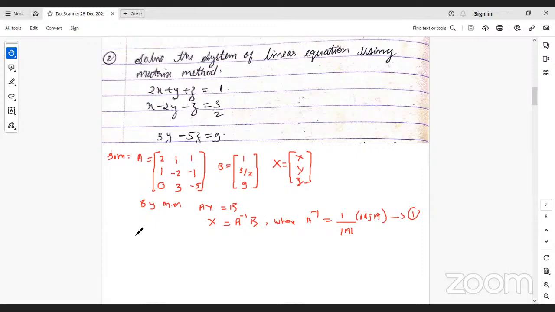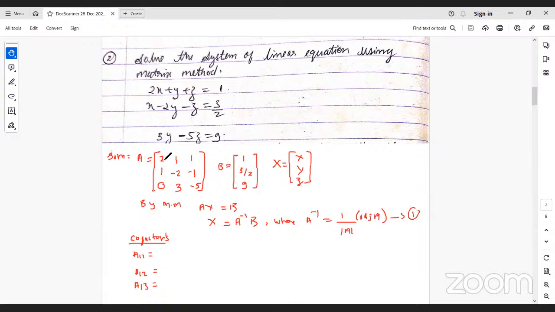Next, after this, we need to find out A inverse. To find out A inverse, you know the procedure. First, we need to find out the cofactors, and after finding the cofactors, we need to find out the adjoint of the given matrix. So cofactors. I will do it directly today. So A11 will be the cofactor of the first element. Next, A12, A13.